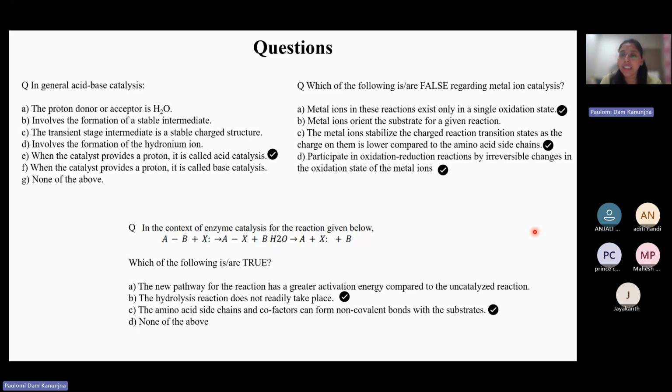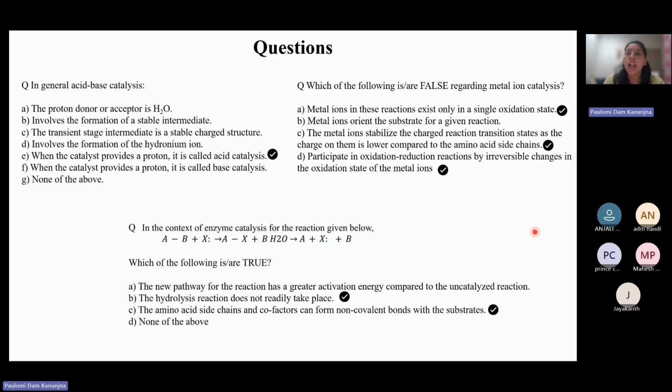Metal ions orient the substrate for a given reaction. That's correct, because these metal ions are basically stabilizing and positioning the substrate so that the enzyme active site can interact with the substrate in a much better way. So they are orienting the substrate.